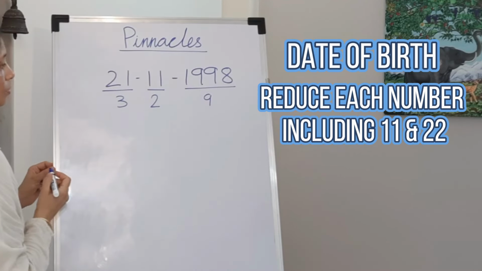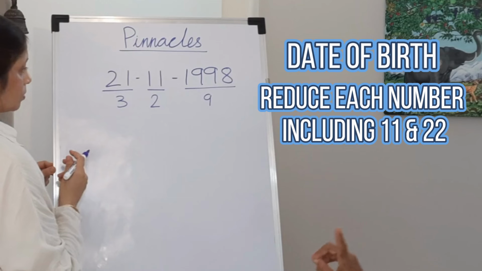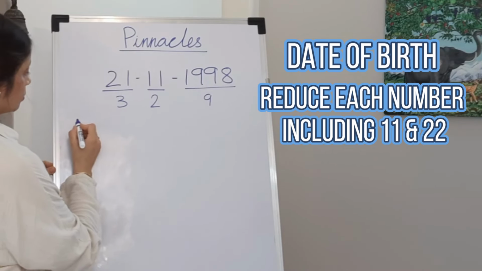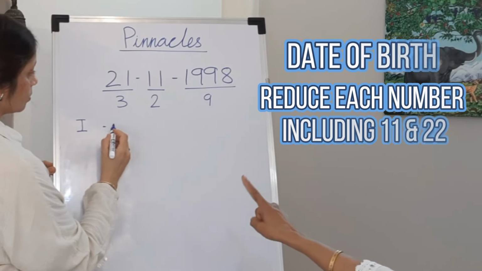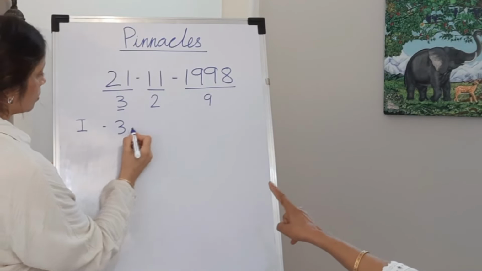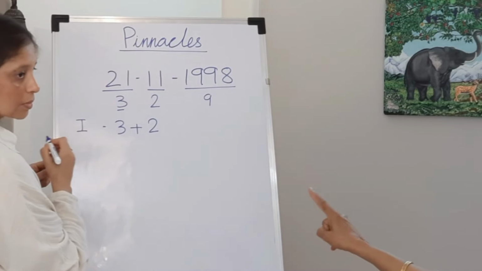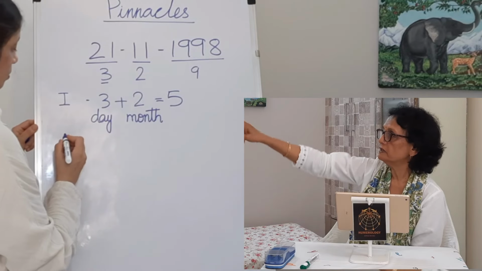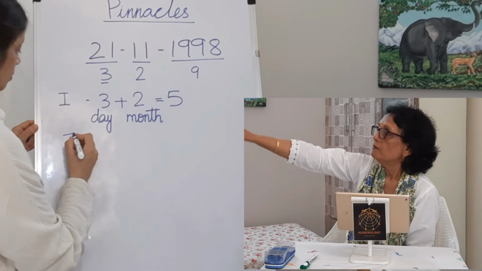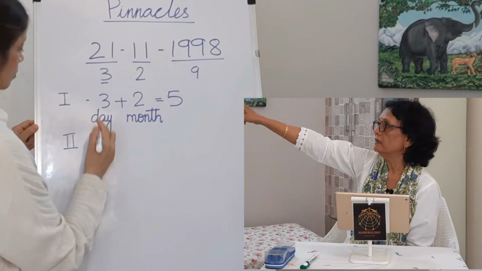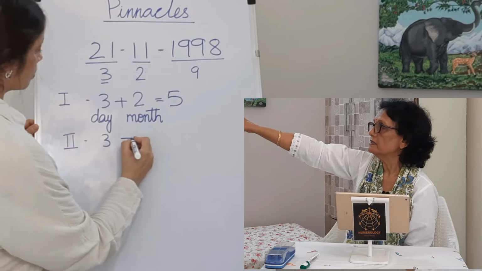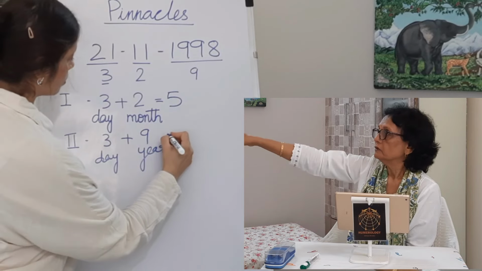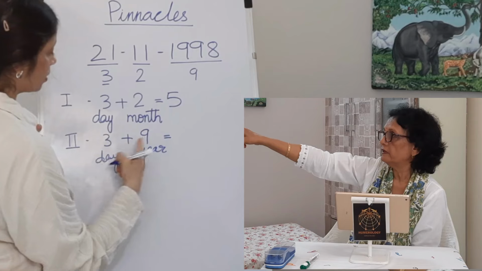Now for calculating pinnacles, we are going to use the rule of addition. Let's see what is the first pinnacle number. The first pinnacle number is birthday plus the month number. That is 5. So this is our first pinnacle number. Now the second pinnacle is birthday number, that is 3, and the year number, that is 9. So it is 3 again.